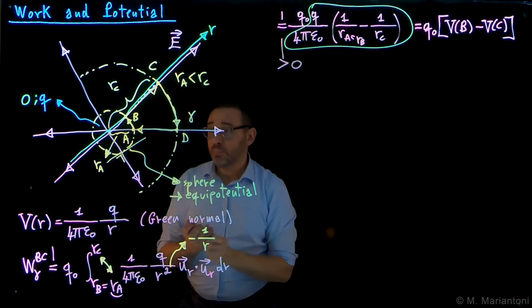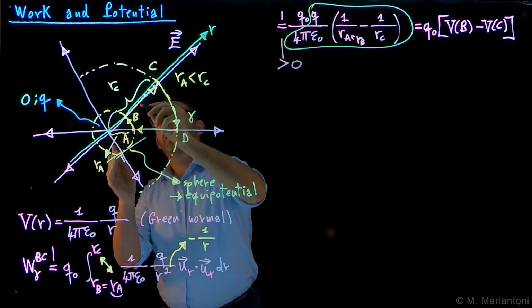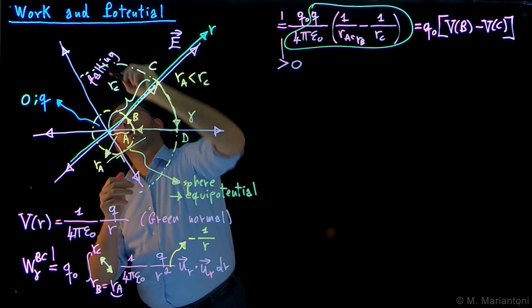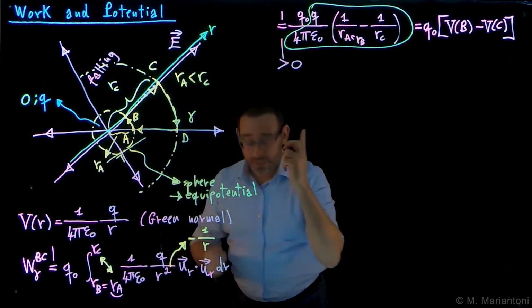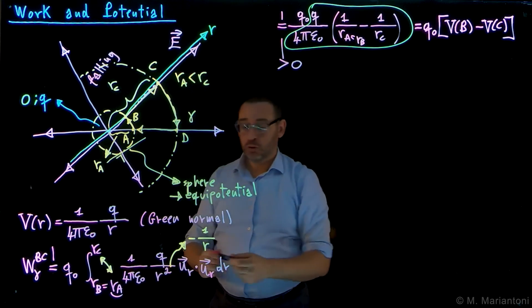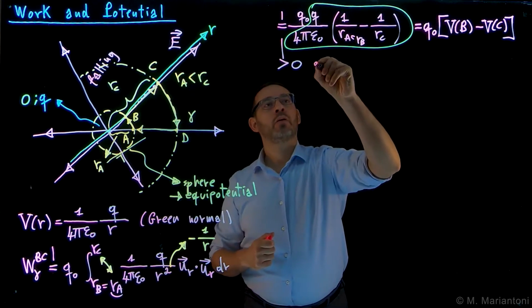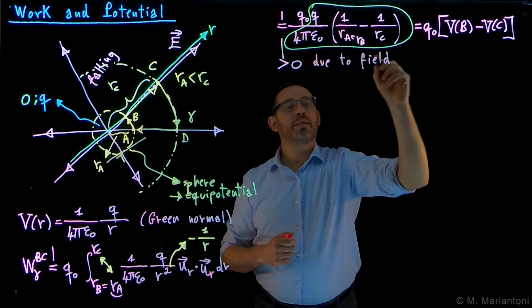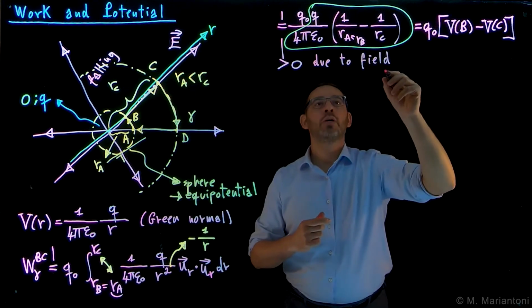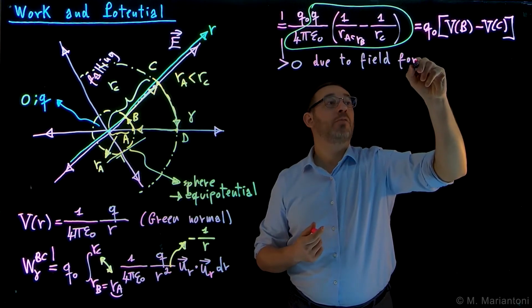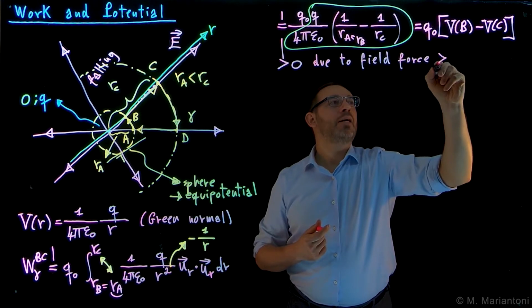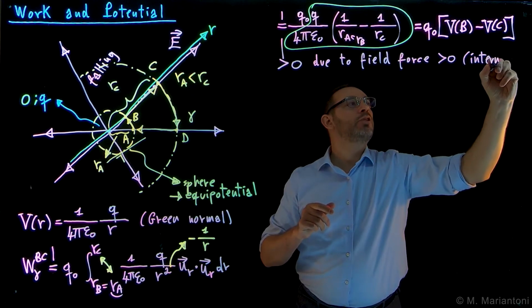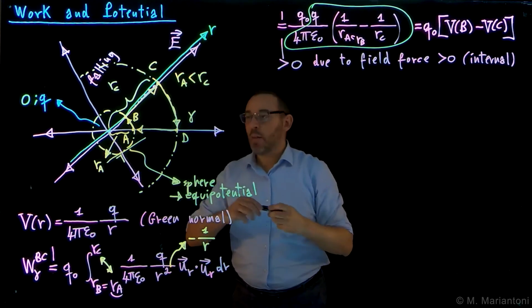Great. So this means that when I go from B to C, along this line, I'm falling along the field line, which means the work due to the field forces is positive. The field forces are the forces, this is the only force generated by Q. In this case the only force, the field force, is positive. These are also called internal forces, to distinguish them from external forces as will become more apparent in a few minutes.